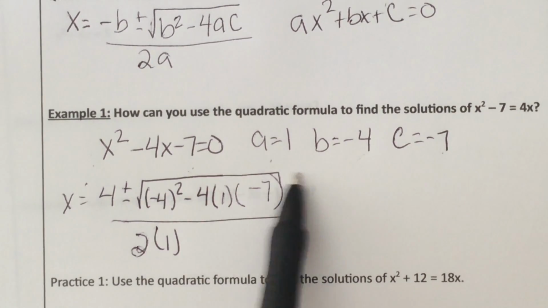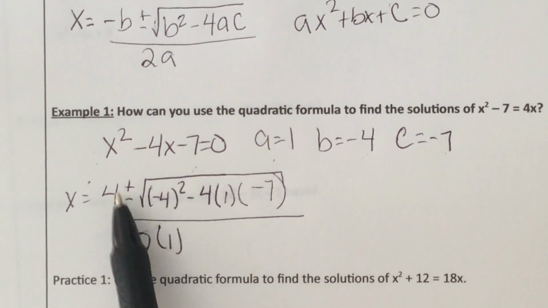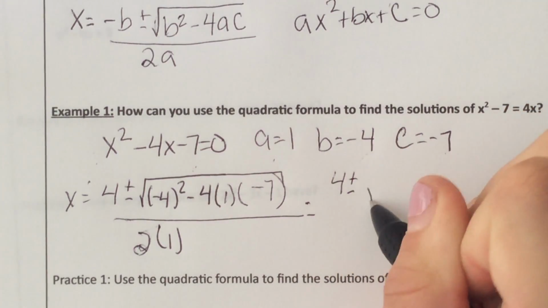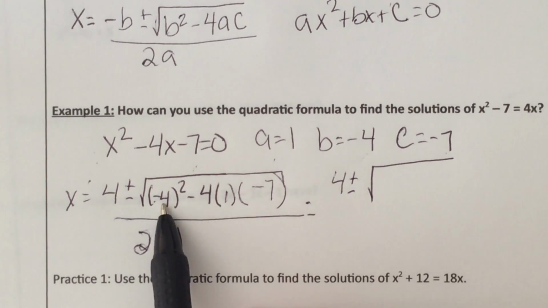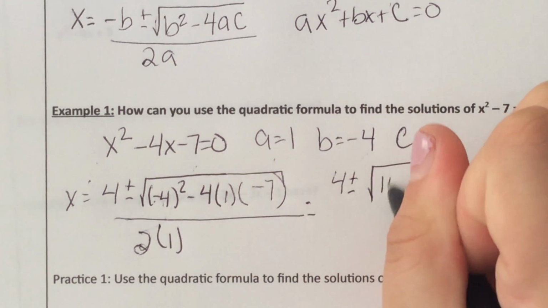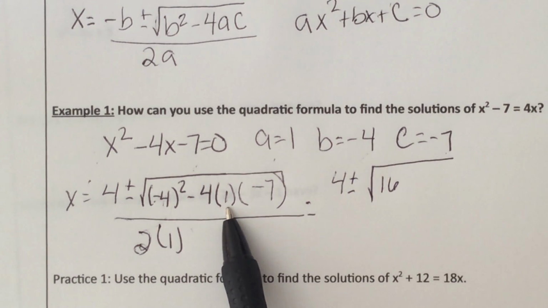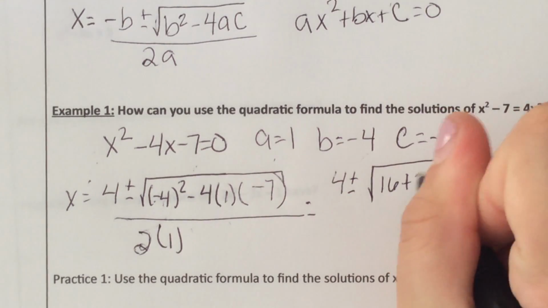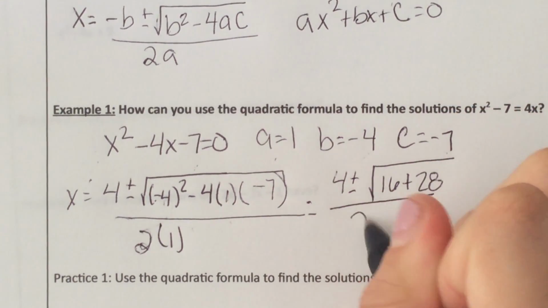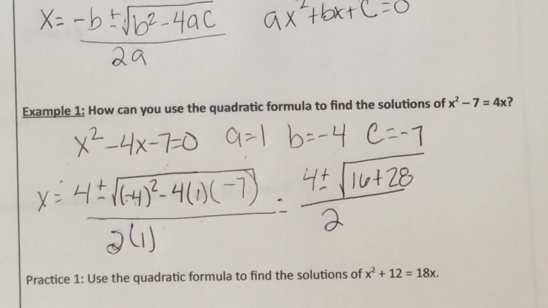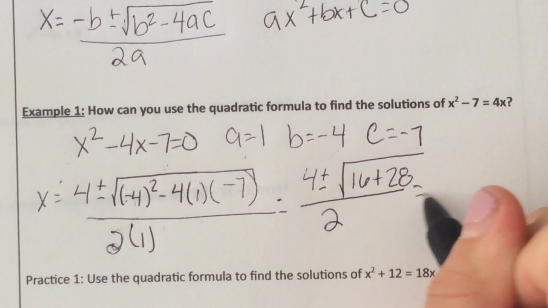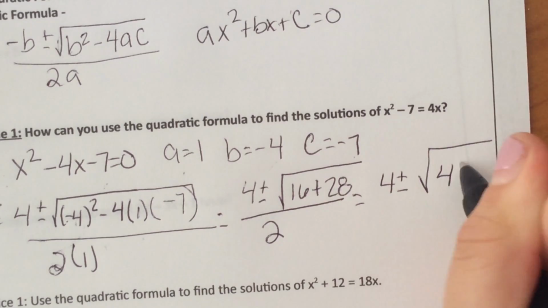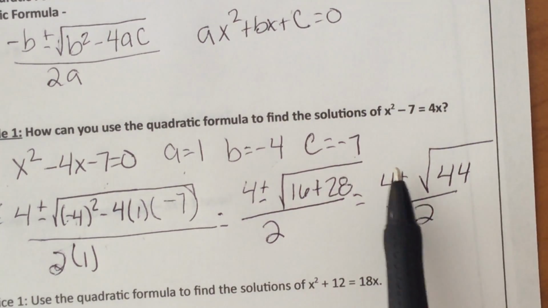So now let's solve what's underneath the radical, underneath the square root. So I'm going to do equals 4 plus or minus the square root of negative 4 squared, which is negative 4 times negative 4, is positive 16. Then negative 4 times 1 is negative 4, and times negative 7 is positive 28, all over 2 times 1, which is 2. So I'm going to add those two together. So you get 4 plus or minus the square root of 44 all over 2.